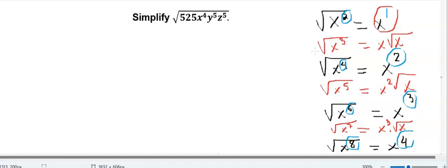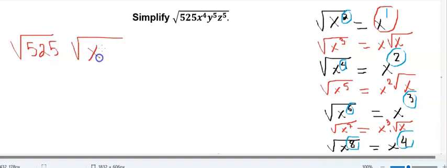Okay. All right. So we're going to go ahead. Wow, it's already 3 minutes. We're going to go ahead and break down this problem. I'm going to break it down to the square root of 525 times the square root of x to the 4th times the square root of y to the 5th times the square root of z to the 5th.